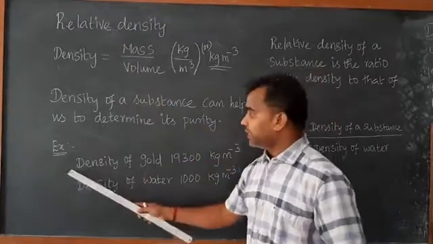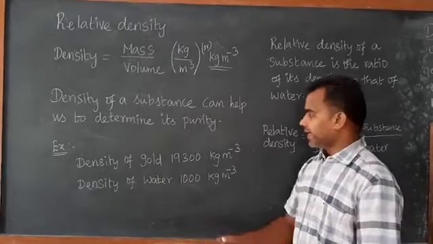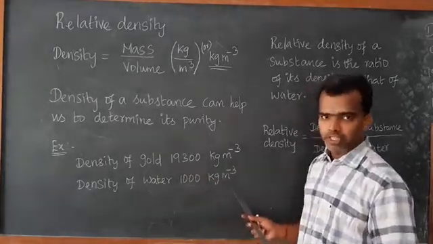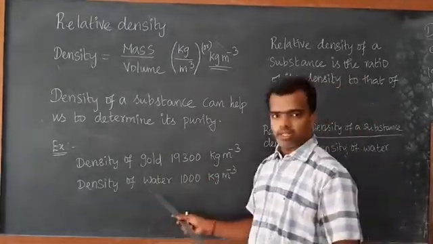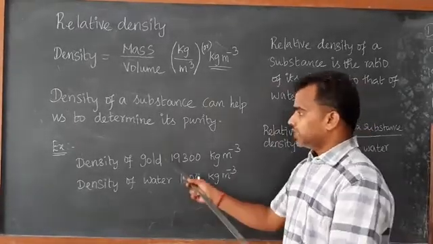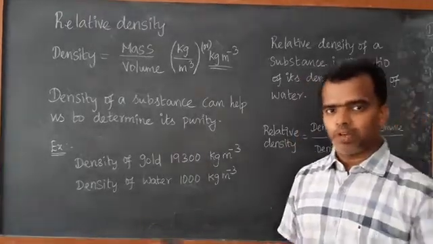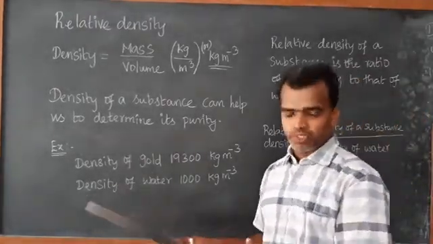For example, for some materials, the density of gold is about 19,300 kg per meter cube. The density of water is about 1000 kg per meter cube. So these are very good examples of the density of a substance. I hope you understand well about density now.